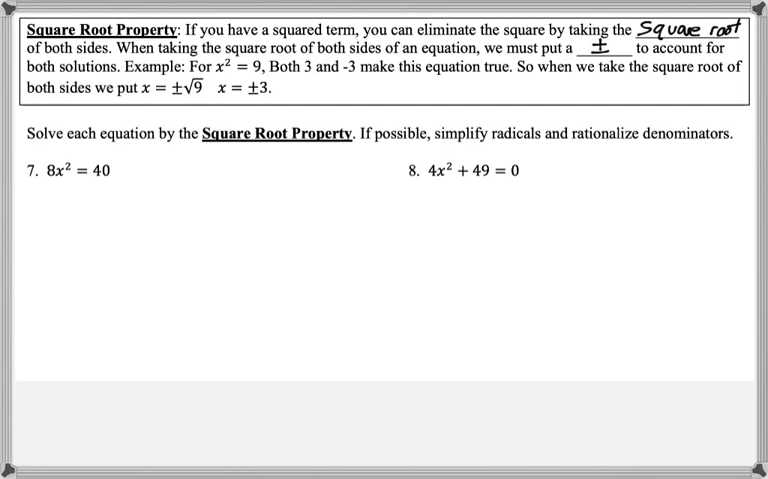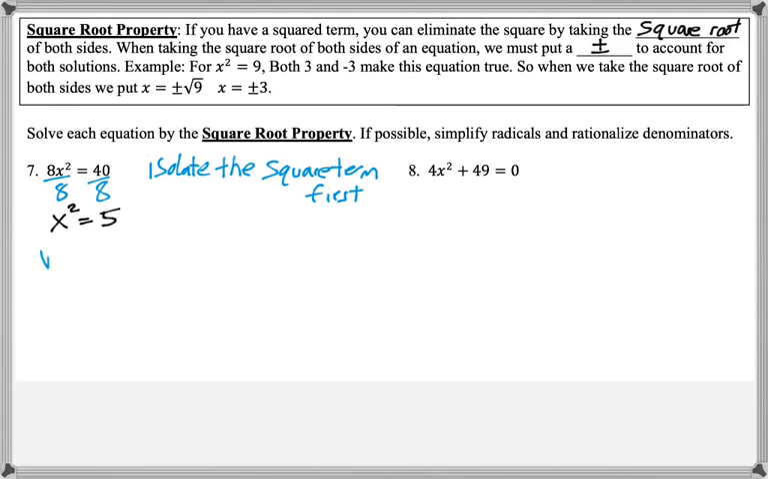So number 7 is 8x squared is equal to 40. And my first step is going to be to isolate the square term. So I want to isolate the x squared, which means I want to divide both sides by 8. So x squared is equal to 5.